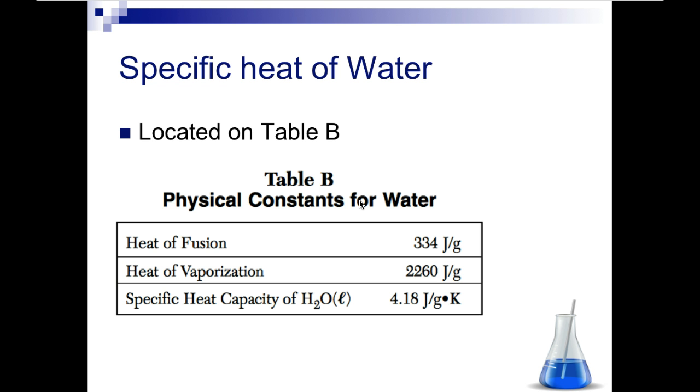So the specific heat of water is located on table B in your reference packet. We have the heat of fusion, which is 334 joules per kilogram. We have the heat of vaporization, which is 2,260 joules per kilogram. And then we have the specific heat of water when it's a liquid, which is 4.18 joules over kilograms times degrees Kelvin.